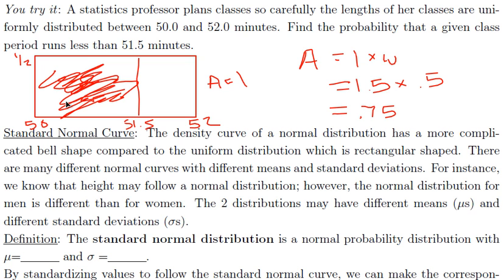So we're not going to do much with the uniform distribution, but the idea is the same with the normal. We want to draw a picture of the normal curve, which will be bell-shaped. We want to draw a picture and shade in the area that we're looking for. And then instead of using a formula to get the area, we're going to use the table.